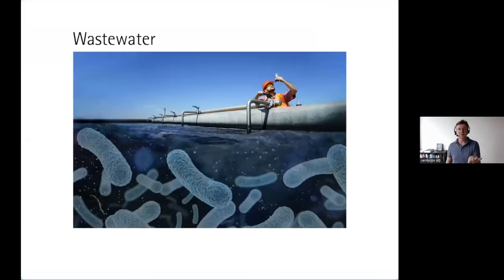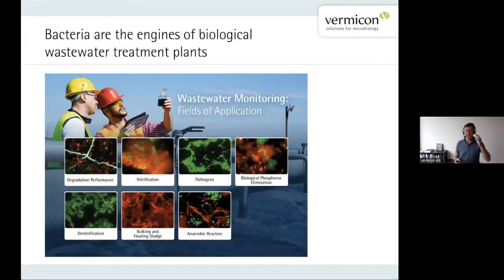So one side is wastewater. When we look at biological wastewater treatment plants, the bacteria are really the engines. So what we are doing is trying to improve the biological wastewater treatment plants by analyzing and switching the populations which improve the degradation performance. We are analyzing the nitrifications. We are analyzing the pathogens in wastewater treatment plants, the biological phosphorus elimination, denitrification, bulking and floating sludge, anaerobic reactor. So in principle, the whole wastewater is just a wonderful paradise for bacteria.